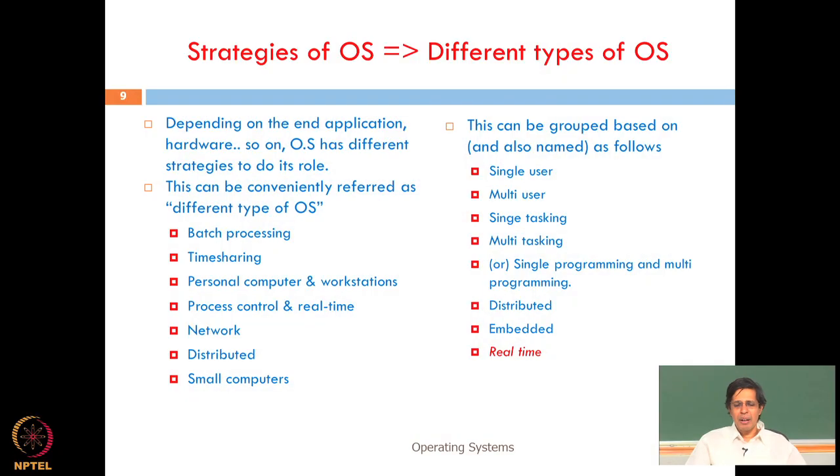You will have single task operating system, multitasking operating system, single programming and multi-programming operating system. We can talk about that. There is a distributed operating system, embedded operating system, real-time operating system.